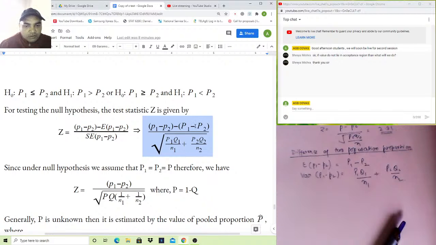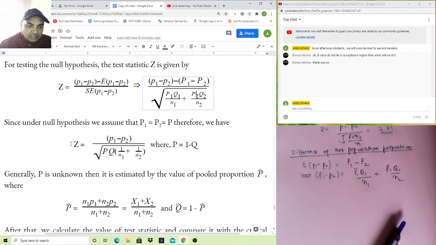Because as a null hypothesis, we are saying that the proportion of success in the first population is equal to the proportion of success in the second population, so the difference will be equal to 0. So our Z statistic will be like this.